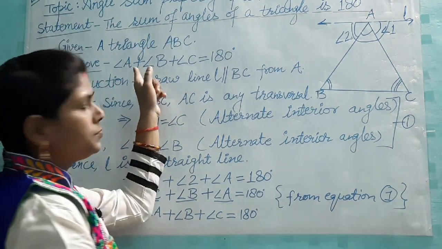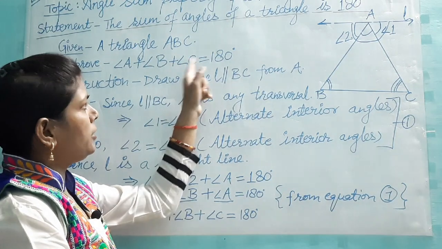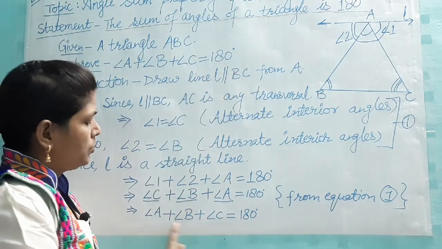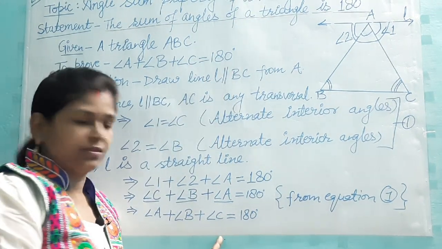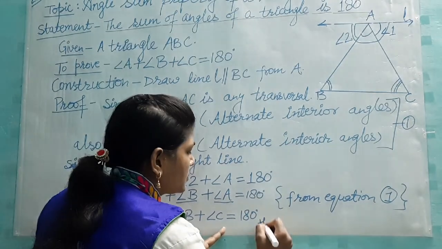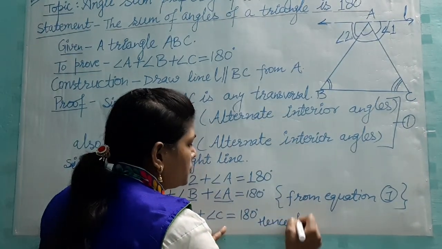What we have to prove? Angle A plus B plus C equals 180 degrees, and we got this. Hence proved.